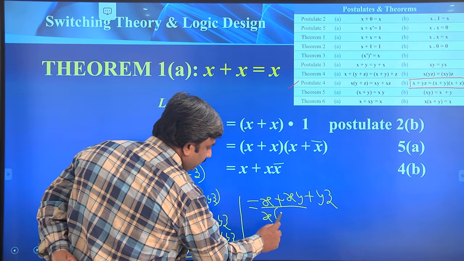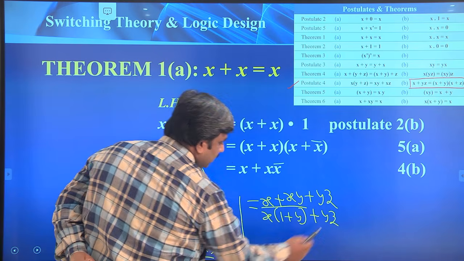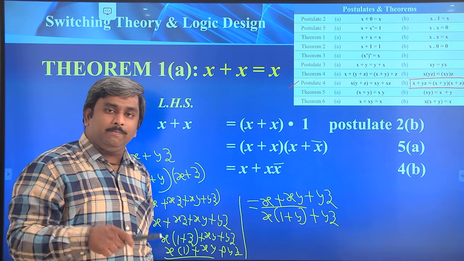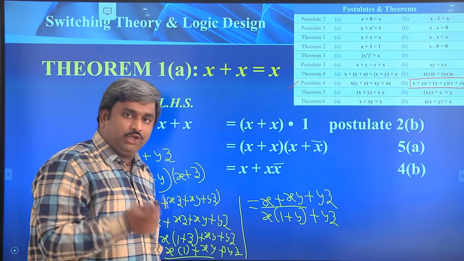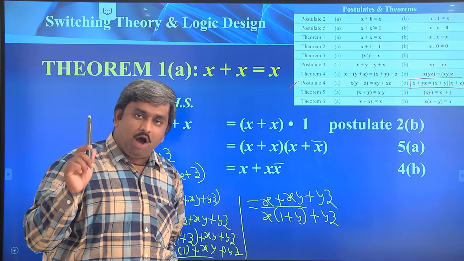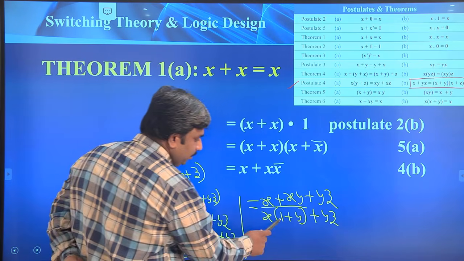If you take x common, then 1 plus y is the remaining, and yz. Next, 1 plus y: if in the place of y you keep 0, 1 plus 0 is 1. In the place of y you keep 1, 1 plus 1 is equal to 1. Here plus is nothing but the OR gate logic. Plus is nothing but the OR gate logic. So remember that, 1 plus 1 is equal to 1.